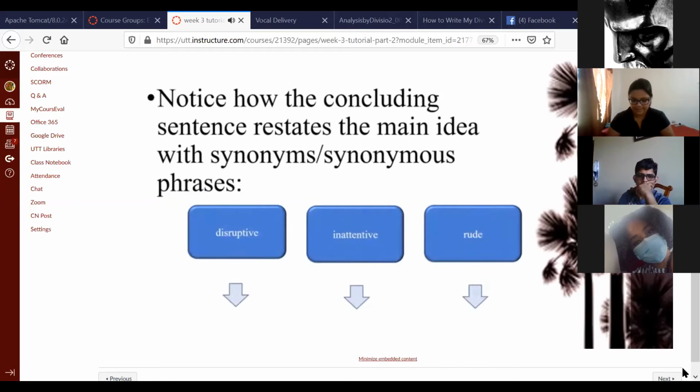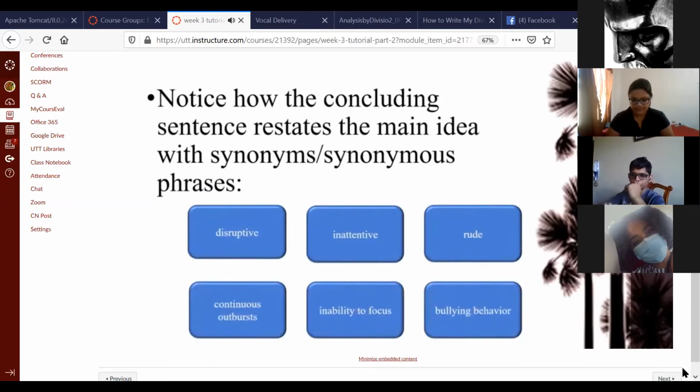Notice how the concluding sentence restates the main idea with synonyms or synonymous phrases. Disruptive, continuous outbursts; inattentive, inability to focus; and rude, bullying behavior.